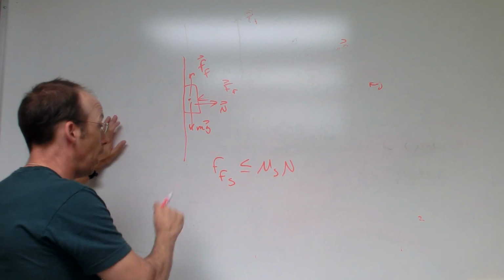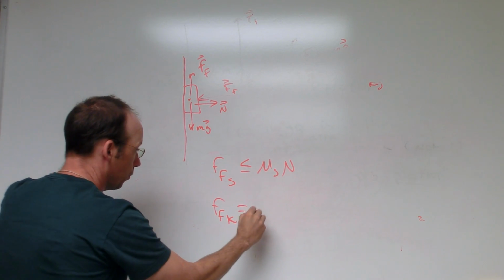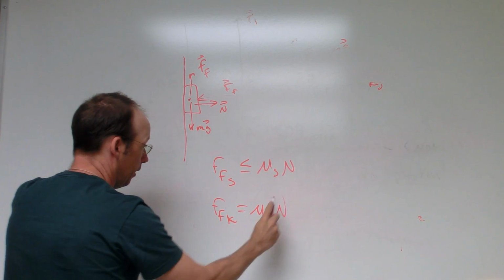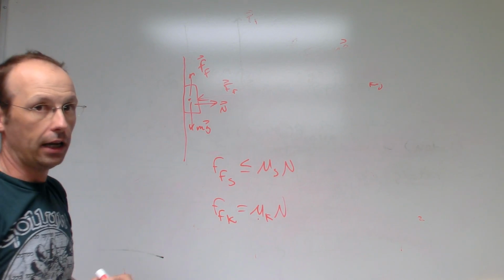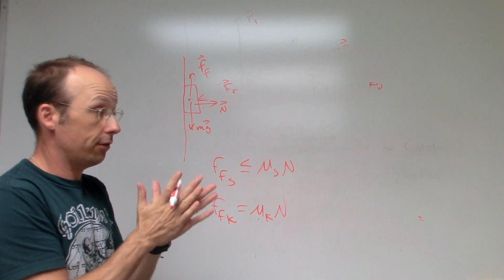Okay. Now, if it does slide, then we have this. F kinetic is equal to mu k N. So now we have a different value for the kinetic friction, but still, and it doesn't change no matter how fast the two things are sliding.